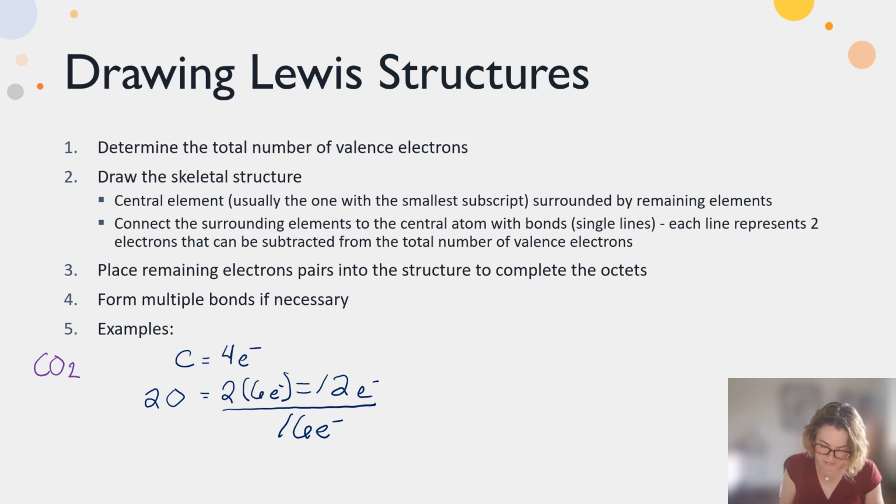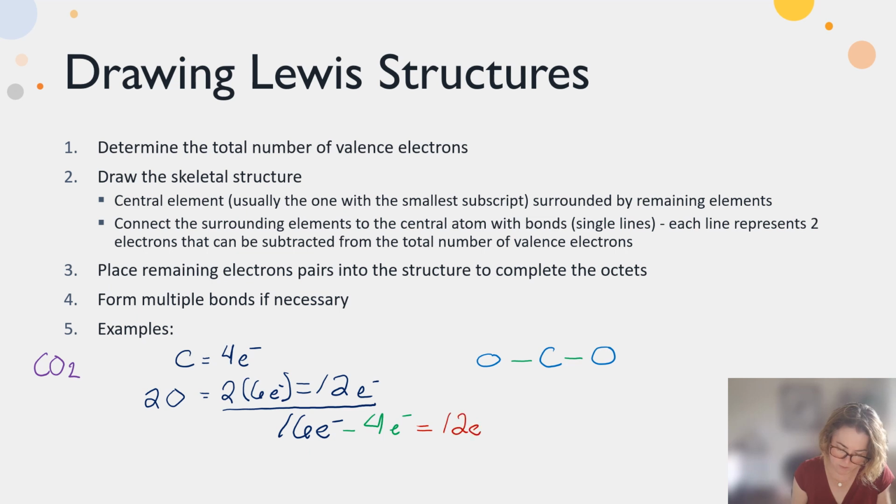All right, the next thing I have to do is to figure out what atom goes in the middle. Since I only have 1 carbon, I'm going to put carbon in the middle and put each of my oxygens surrounding the carbon. And then I want to go ahead and connect my carbon to my oxygens. Remember that the single bonds use 2 electrons. I've put 2 single bonds in there, so I have used 4 electrons, which means that I have 12 electrons left to go into the structure.